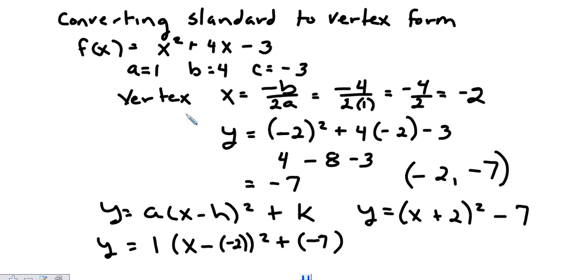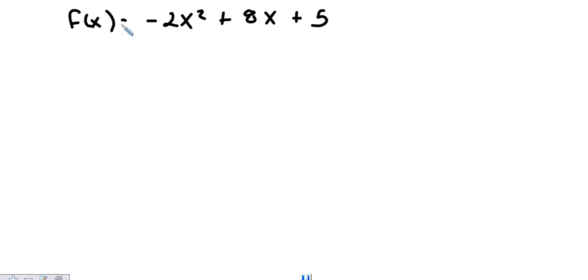So I now have this standard form of a quadratic converted to the vertex form of a quadratic. Let's do one more of these just for a little bit of practice, and then we'll be done with this section. We're going to change another one of these from standard form to vertex form. Let's start this time with f of x is equal to negative 2x squared plus 8x plus 5. So what are my a, b, and c values here? Well, my a is equal to whatever the coefficient of x squared is, so it's negative 2. My b is equal to the coefficient of x, so it's 8. And my c is equal to 5.